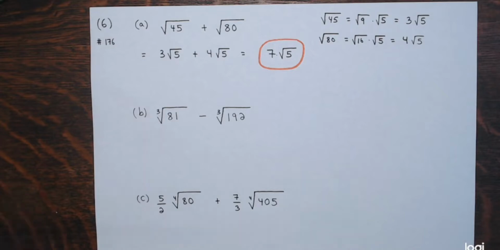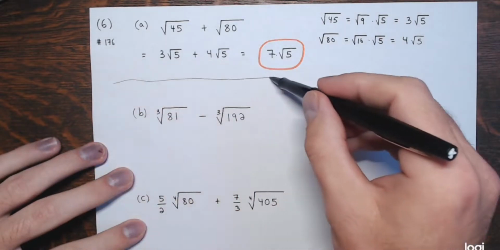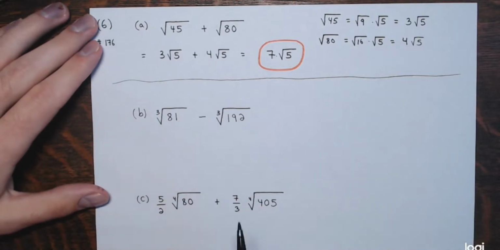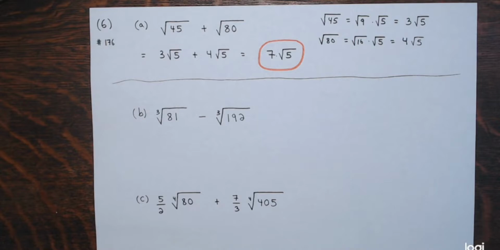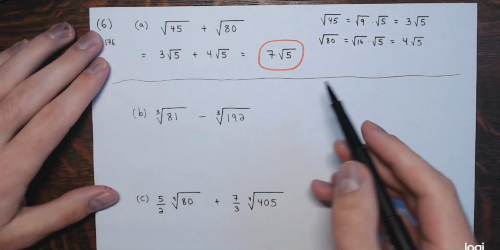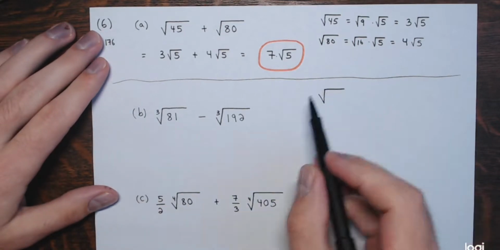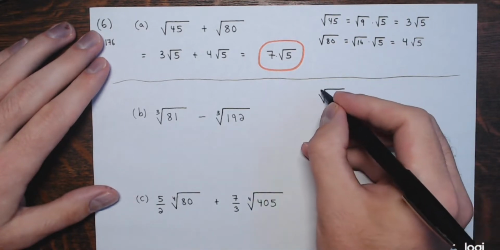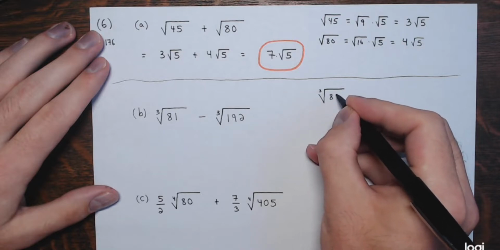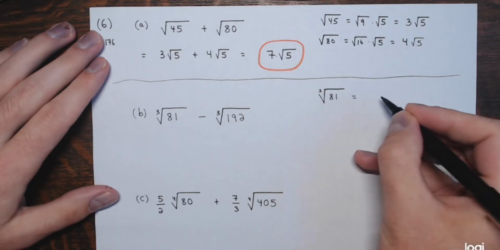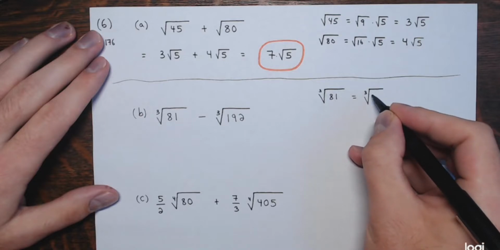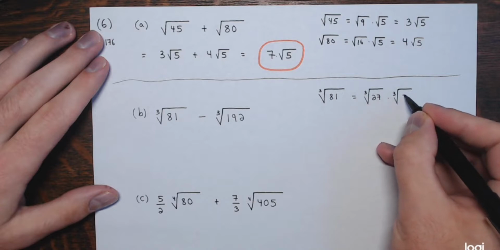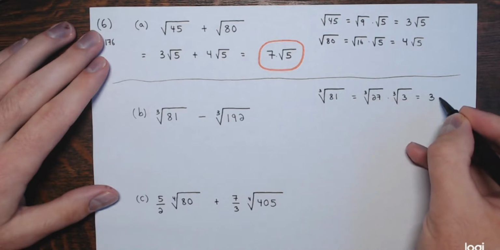Okay, next question, part B, number 6 part B. Cube roots this time. The cube root of 81. Again, they're not like, so I have to get them to be like. Well, we saw the cube root of 81 earlier. That's the cube root of 27, which is 3 cubed, times the cube root of 3. So this is 3 times the cube root of 3.